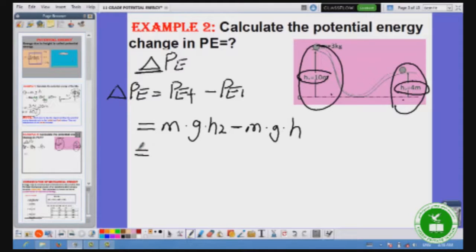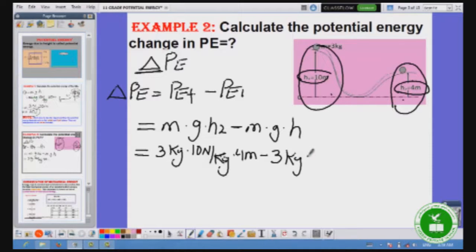Okay, from here mass unit is 3 kilogram. 3 kilogram times g, unit 10 Newton per kg, times height 2 is 4 meter, minus m, unit doesn't change, it is again 3 kilogram, times g is 10 Newton per kg, times initial height was 10 meter.